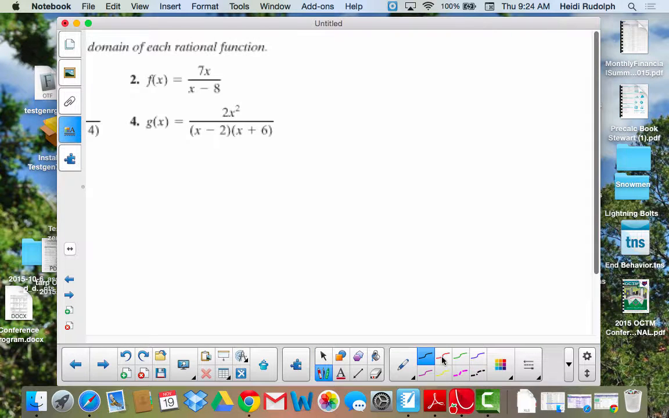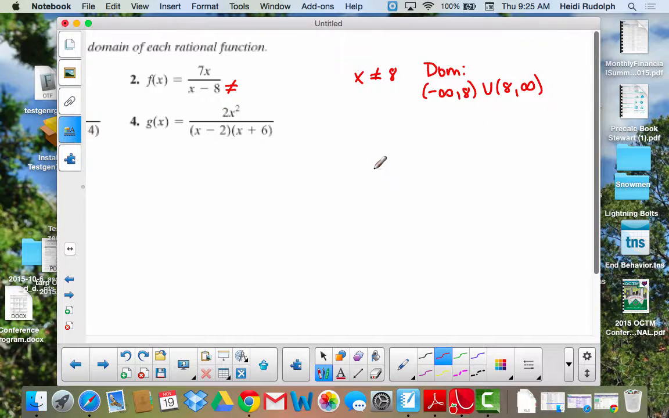Okay, let's find the domain of these rational functions. First thing we do is set the denominator not equal to 0. So x cannot equal 8. So we would write the domain in interval notation: negative infinity to 8, and 8 to infinity.